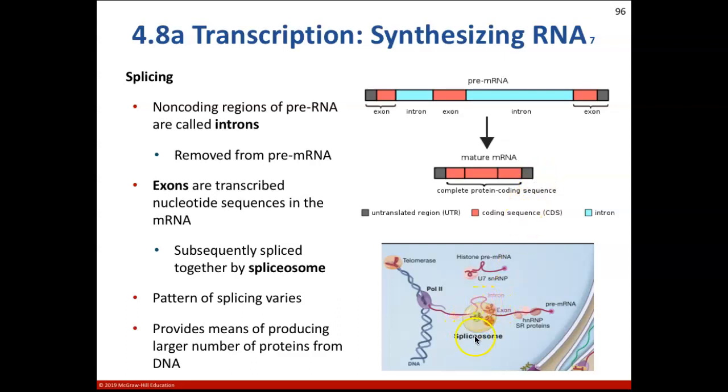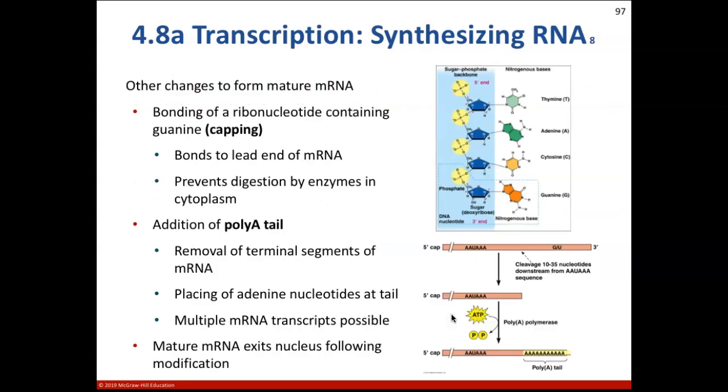So here is what that spliceosome looks like. You can see our pre-mRNA is moving through, and the exon regions are being kept, whereas the intron regions are being spliced out in order to get our mature mRNA strand. We're going to see that the pattern of splicing does vary, and it provides a means of producing a larger number of proteins from DNA.